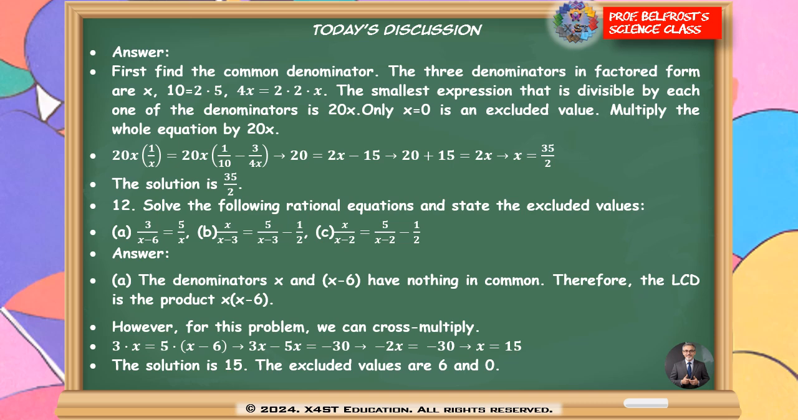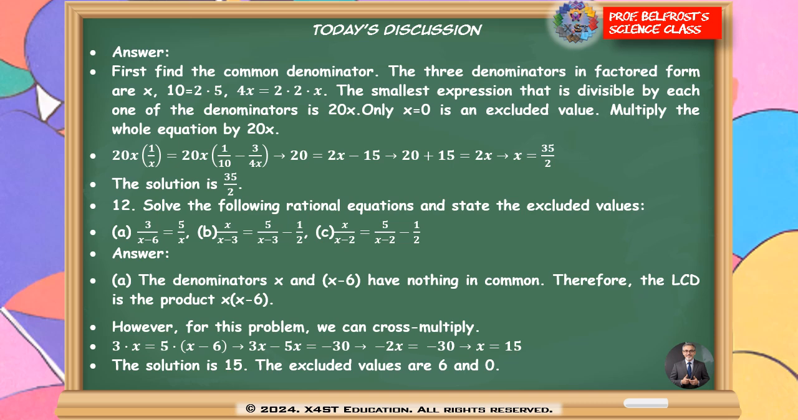The solution is that. Next example, not 12 actually. I'm sorry, I misnumbered it. It's actually another example, third one actually. Okay, so solve the following rational equation and state the excluded values.